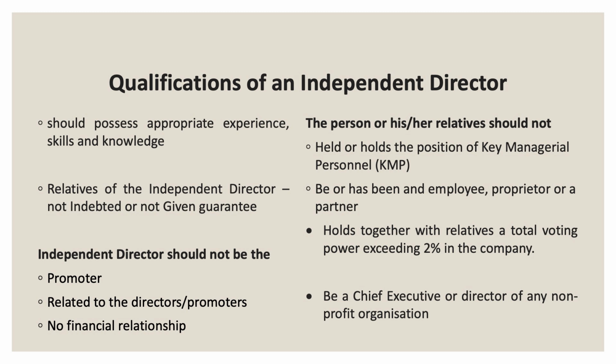And they must not have been an employee or the proprietor or a partner either in the company in which they are planning to act as the independent director, or with any of its associate, subsidiary and holding company for the past 3 financial years. And the individual along with his or her relative shouldn't have held together a total voting power of 2% or more, either in the company or its associate, holding or the subsidiary company.